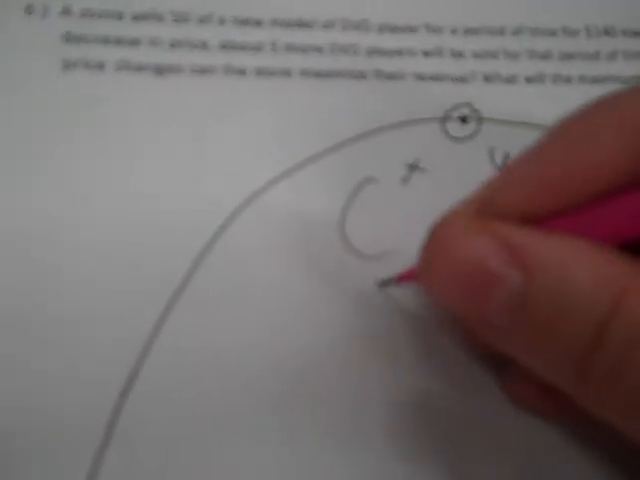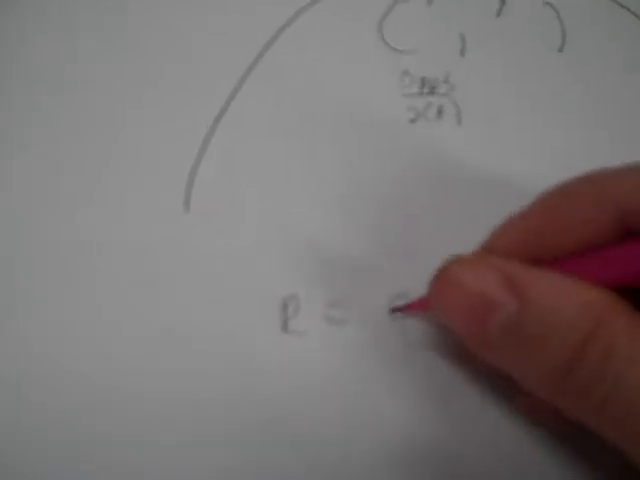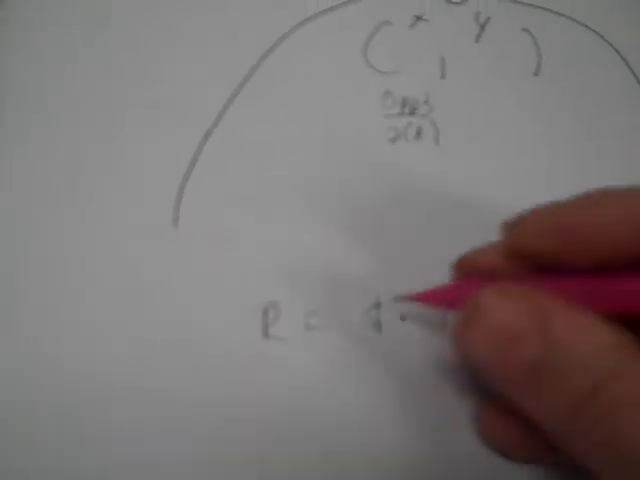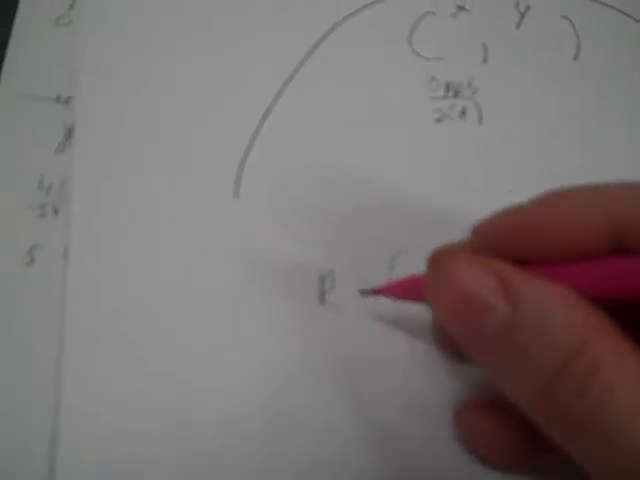Okay, next problem. A store sells 50 of a new model of DVD player over a period of time for $140 each. For each $10 decrease in price, 5 more DVD players will be sold for that period of time. For how many price changes can the store maximize their revenue, and what will that maximum revenue be? So we're finding the maximum, and the formula for the x is the opposite of b divided by 2 times a. Now we're talking about revenue here, not gravity. Revenue is dollars times items, and each factor gets a parentheses, and this becomes y.